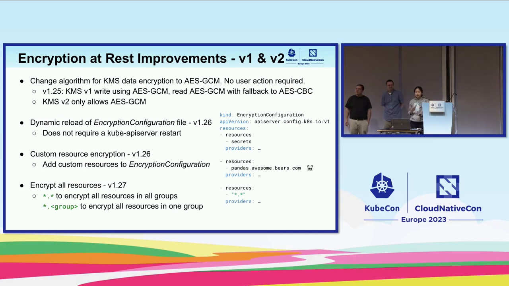And we get this question all the time: why couldn't I encrypt my custom resources? Well, now you can. So now in 126, you can also encrypt your custom resources. And last but not least, why can't I encrypt everything, right? So in 127, now you can. With wildcard support as well as wildcard group, you can actually encrypt all resources in a group. And here's an example of what the encryption configuration resource looks like, and a friendly panda.